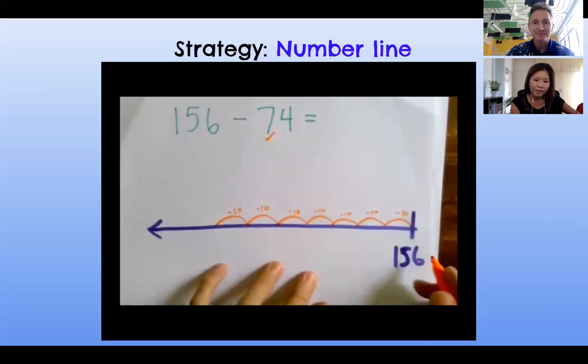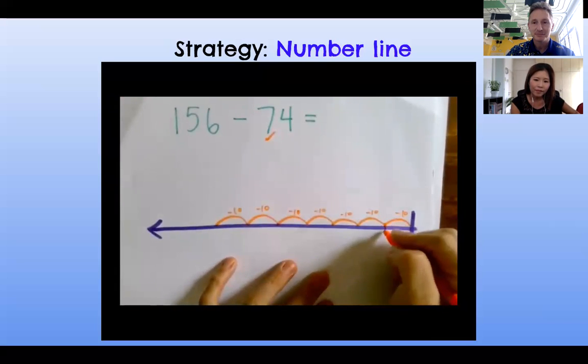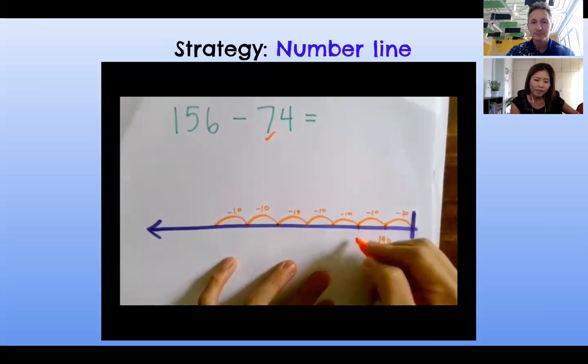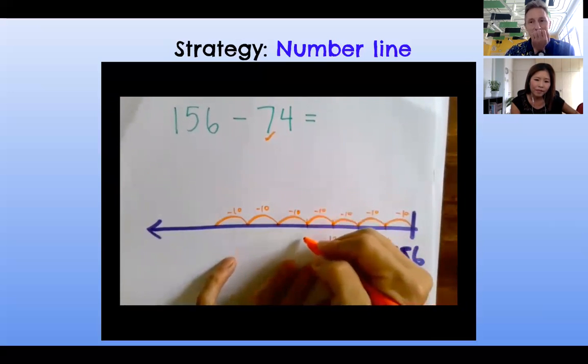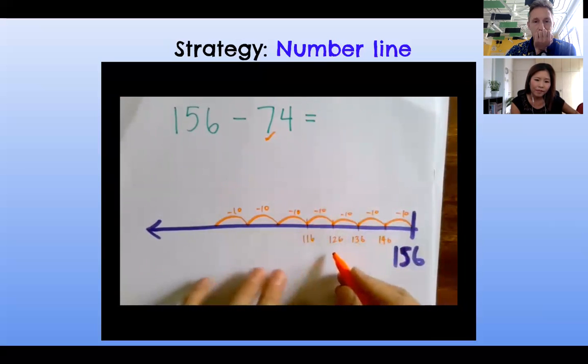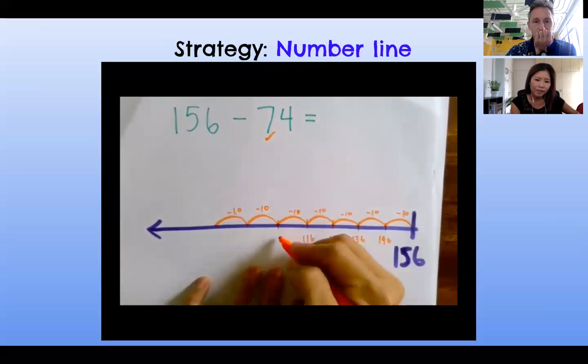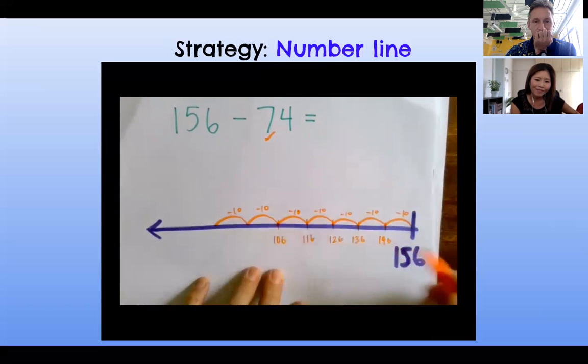Okay, so from 156, I'm going to count back 10. That's 146. Count back 10. That's 136. Count back 10. 126. Count back 10. It's 116. I'm counting back. Oh, I'm getting close to 100 here, so that's 106.